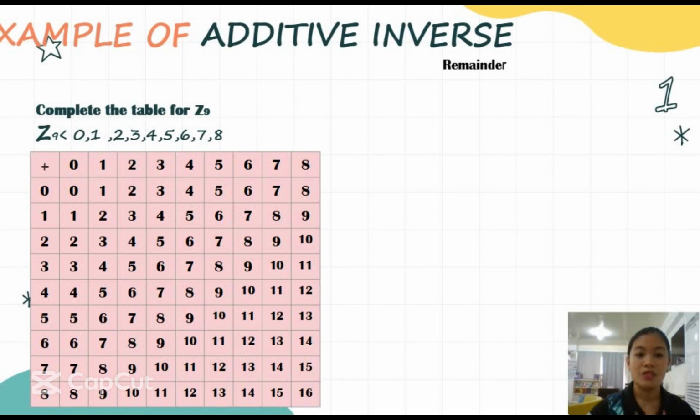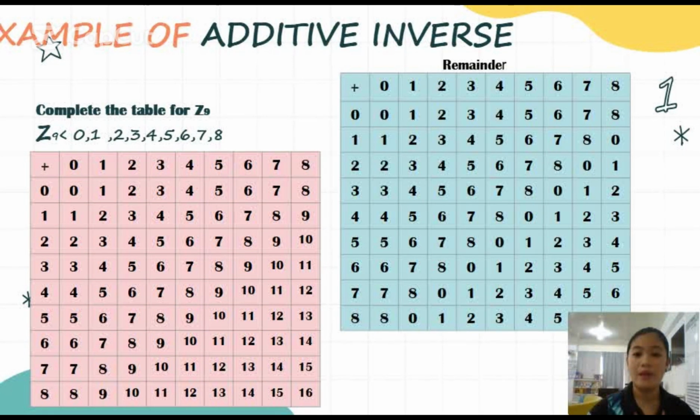So, karon, i-add na nato. 0 plus 0 is equals to 0. 0 plus 1 is equal to 1. Then, 0 plus 2 is equal to 2. Then, 0 plus 3 is equals to 3. Then, 0 plus 4 is equals to 4. Then, 0 plus 5. So, same lang siya diri, plus lang nato siya. Then diri pud, plus lang nato. So, maabot na diri sa 8 plus 8 is equals to 16.